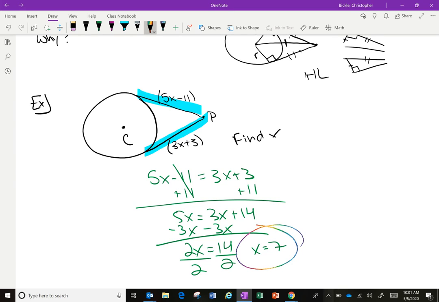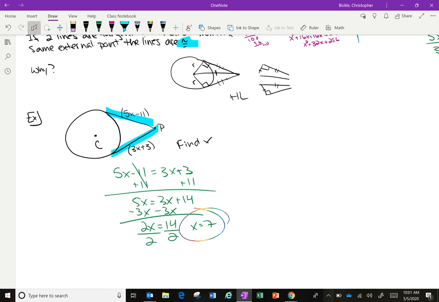And we'll get x is equal to 7. Important part, guys, and I feel like I went through that really, really quick. Usually by the time we get to this point in the video, I'm trying to hustle to keep it short and keep your attention. The important thing is that when you have two lines that are tangent to a circle from the same point, that means those lines are the same length.